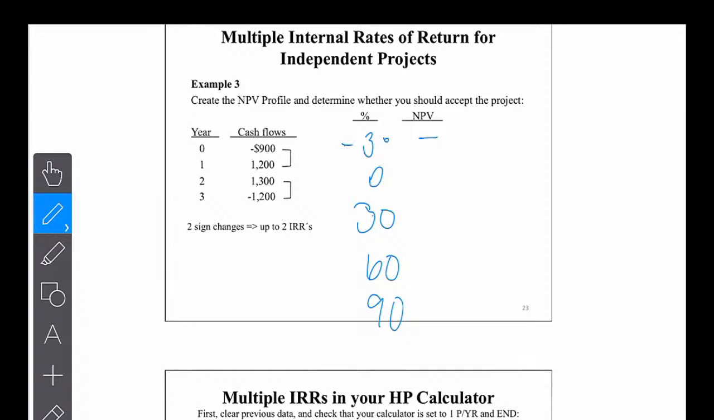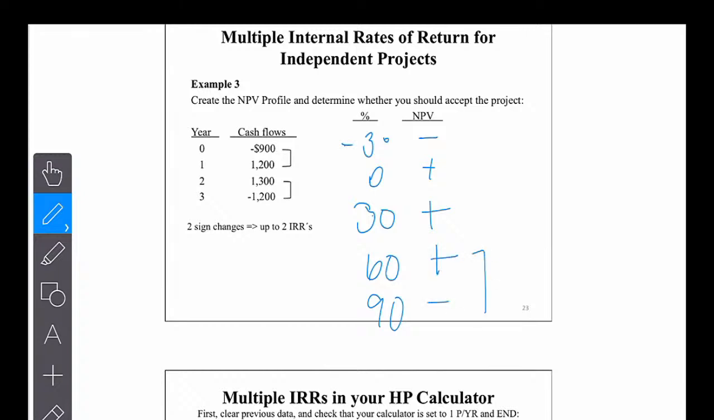I get a positive, and then I put 30, enter down, enter down, compute, and I get another positive, and 60, enter down, I have to hit NPV for the I, 60, enter down, compute, and so it's going down, but it's positive, and then it's going to be negative here.